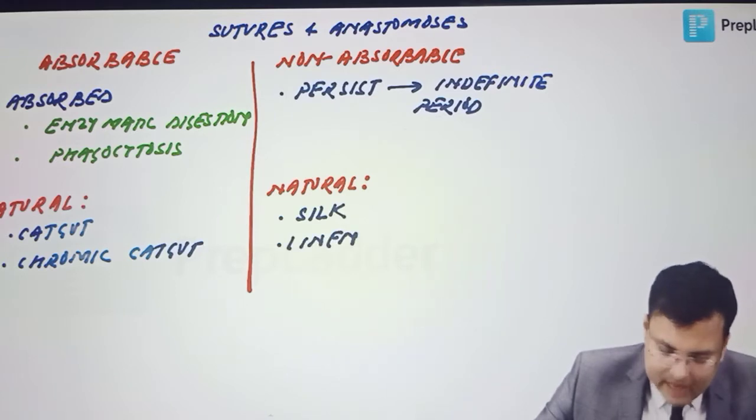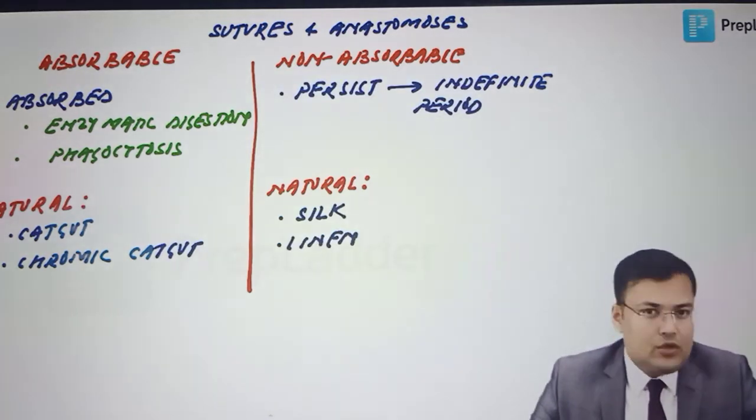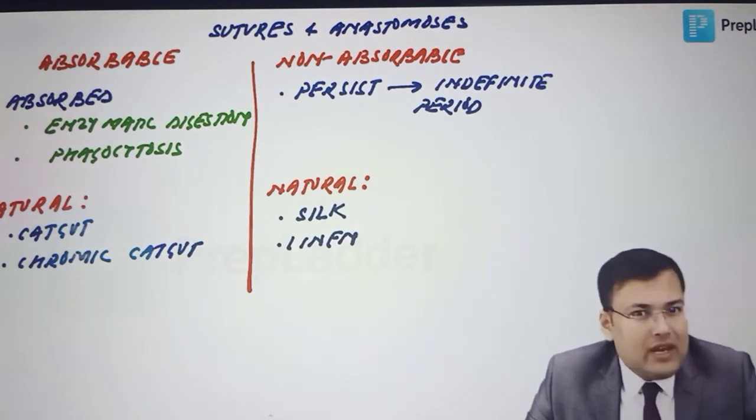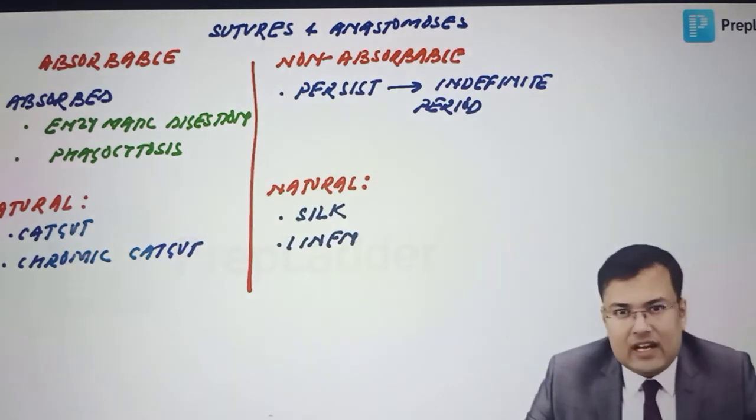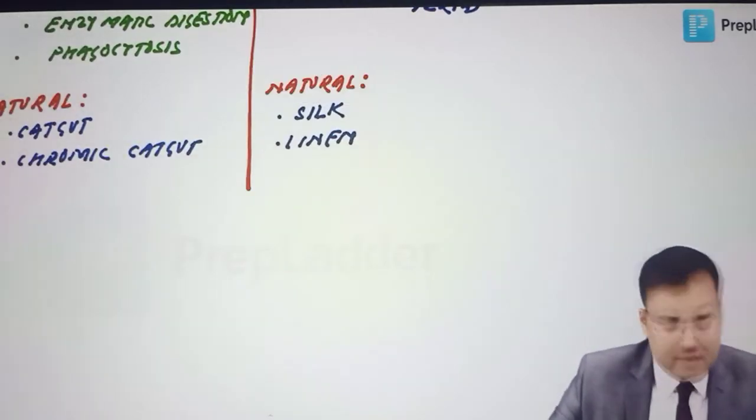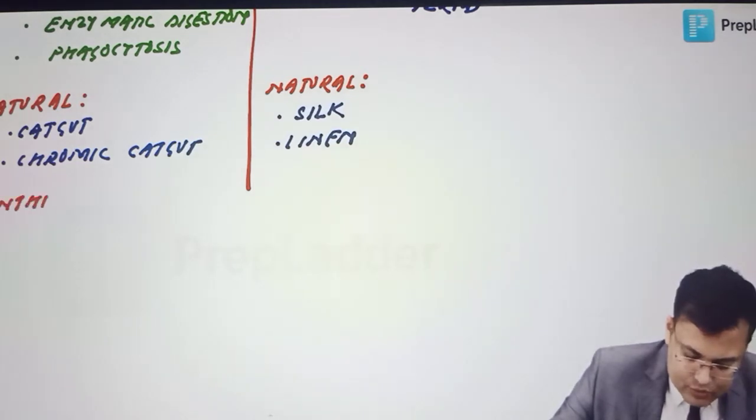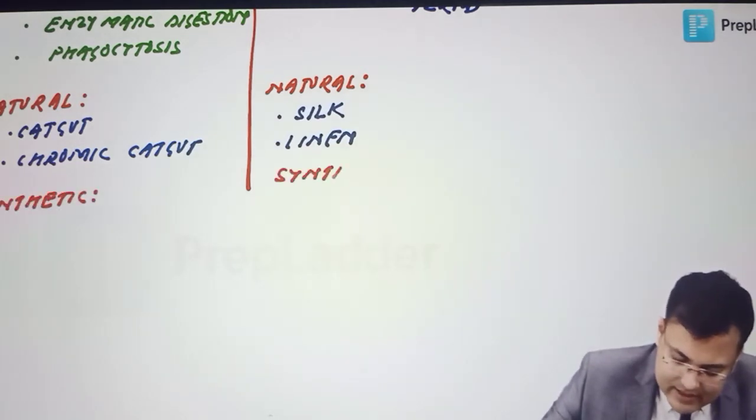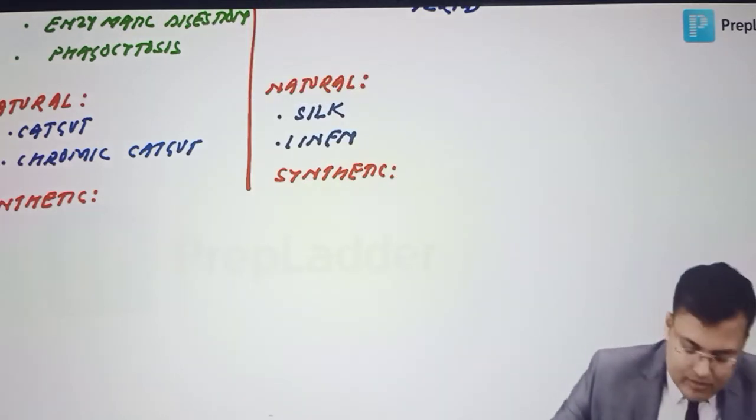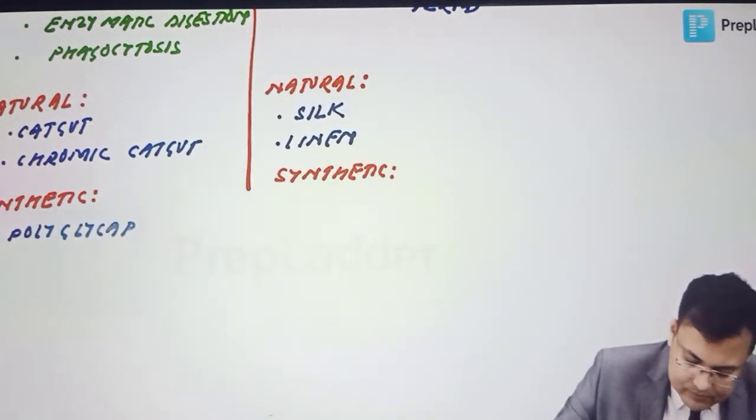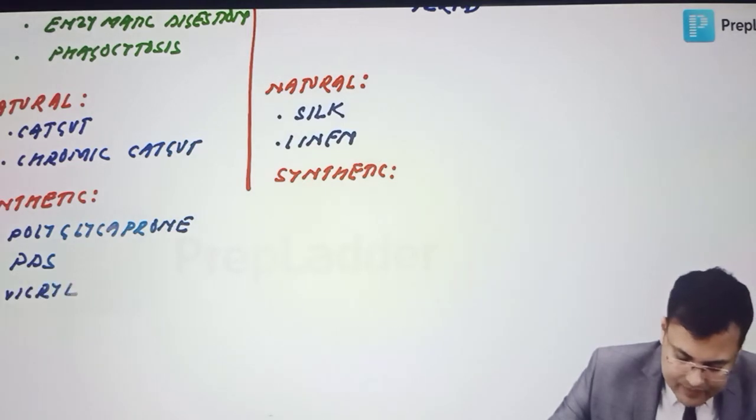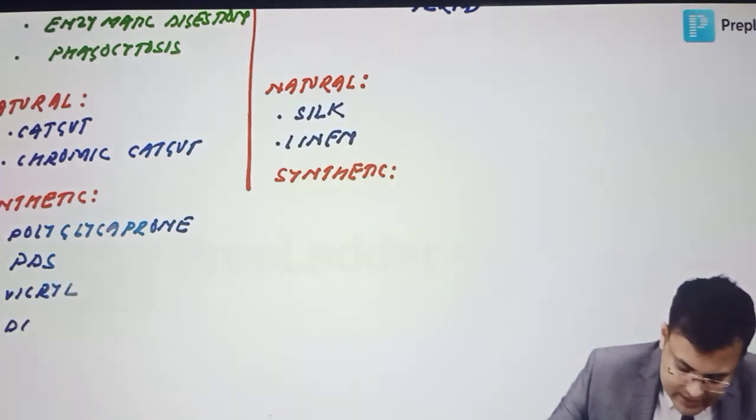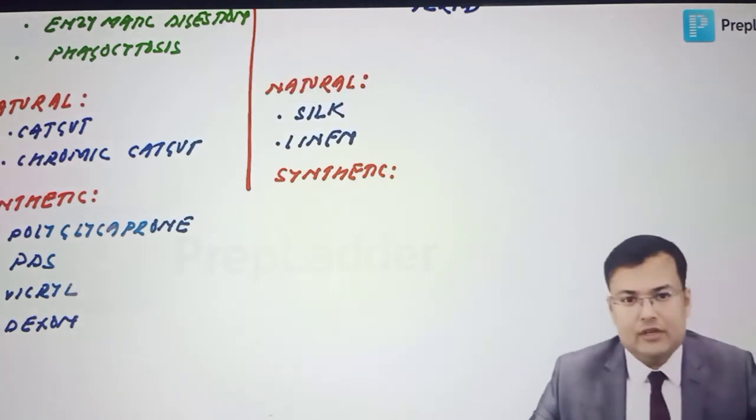After that, what are the synthetic absorbable sutures? Synthetic absorbable sutures include polyglycaprone, polydioxanone, vicryl, dexon. And what are the synthetic non-absorbable sutures? Proline, ethylene, nylon. Right. This list is important because it is frequently asked, so you have to remember the synthetic absorbable sutures and synthetic non-absorbable sutures. Polydioxanone is also known as PDS in short form.